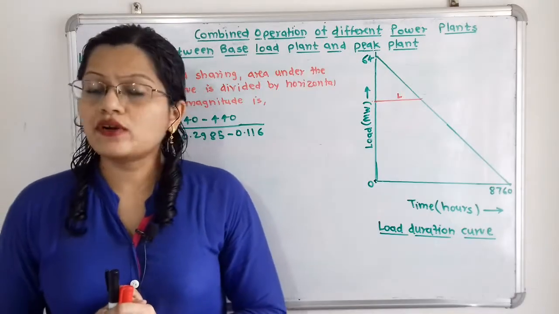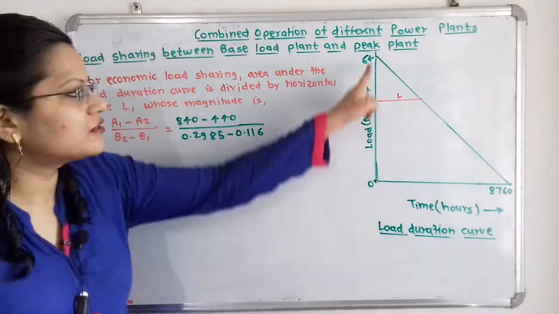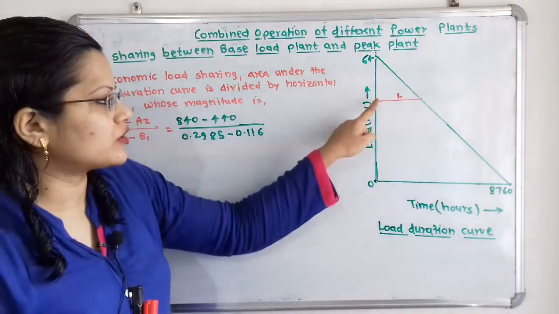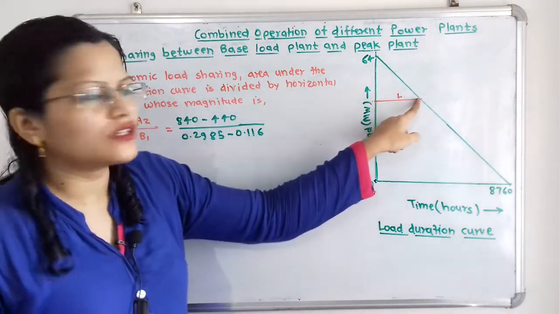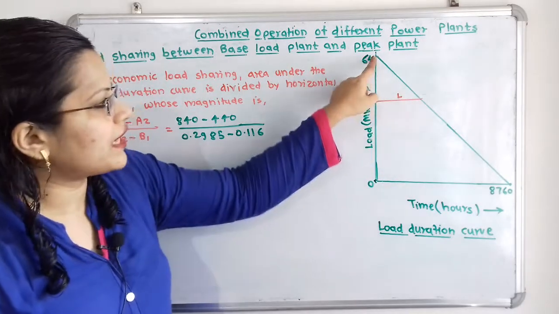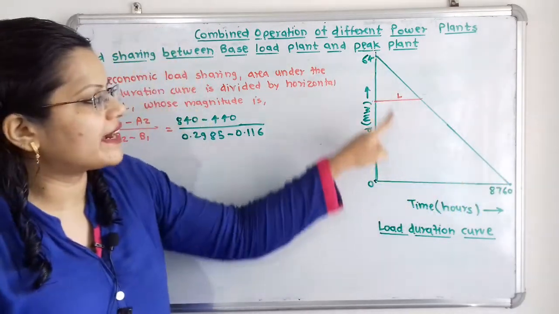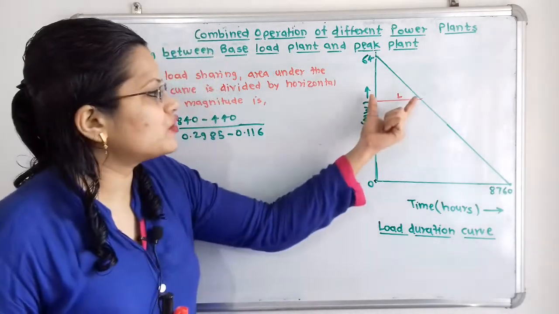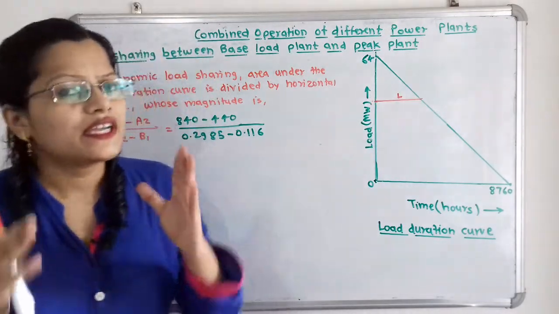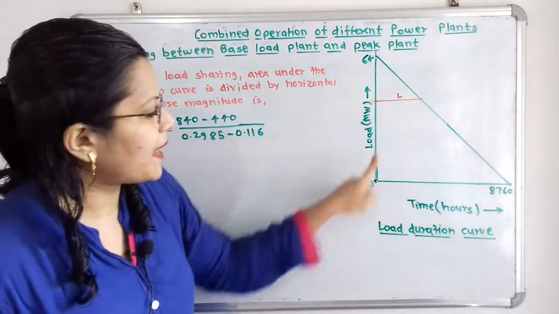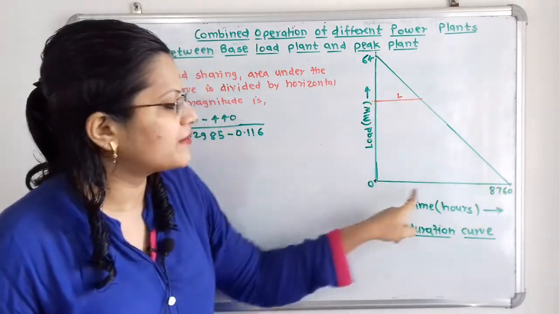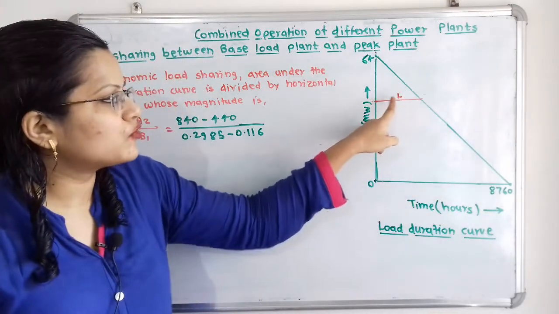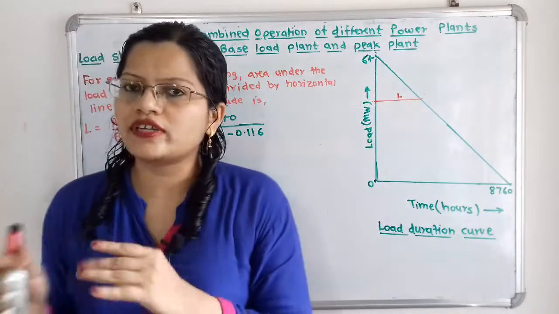For economic load sharing, area under this load duration curve is divided into two parts by a horizontal line. So here is the horizontal line, and because of this horizontal line, this total area is divided in two parts. Now how to decide the magnitude for this horizontal line? If we observe, this line is parallel to this baseline which is time in hours. So we can say that magnitude of this line L is also in hours.